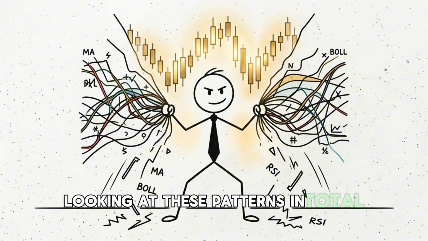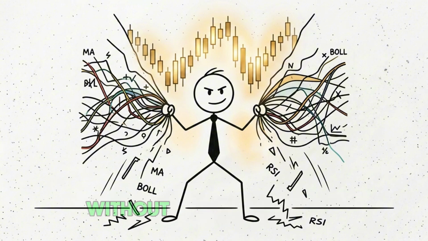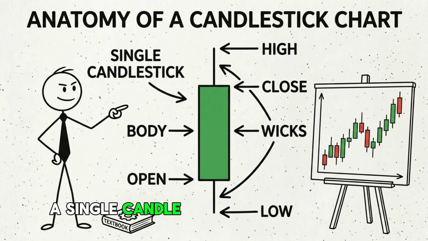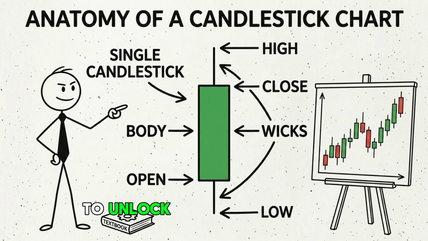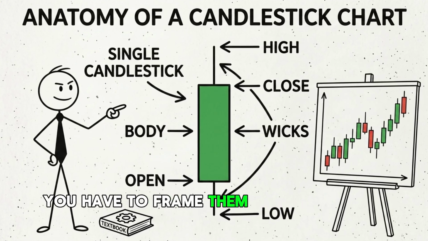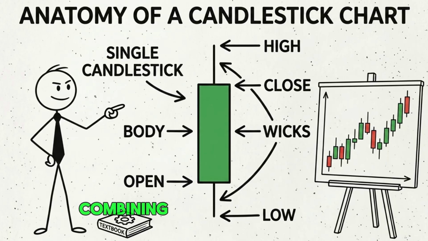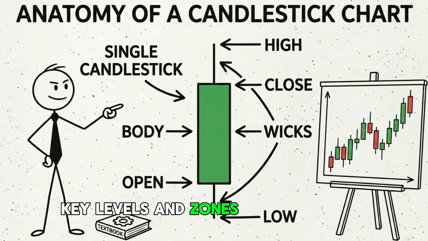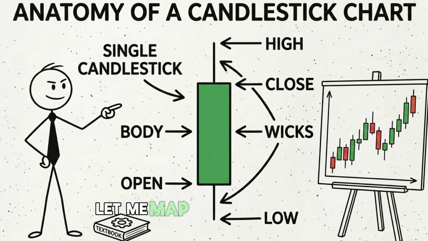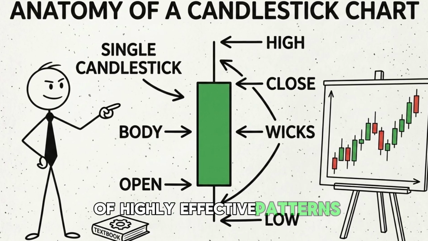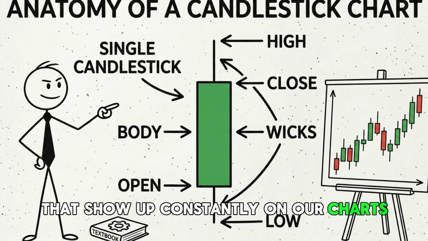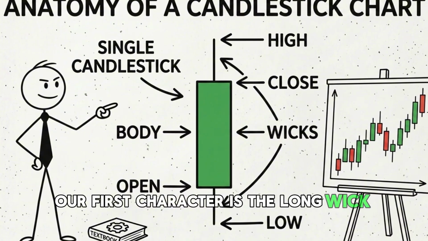Looking at these patterns in total isolation is a trap. Without extra confirmation, a single candle can easily deceive you. To unlock their true accuracy, you have to frame them within a larger context, combining them with historical key levels and zones of confluence. Let me map out the elite list of highly effective patterns that show up constantly on our charts. Our first character is the long wick rejection.